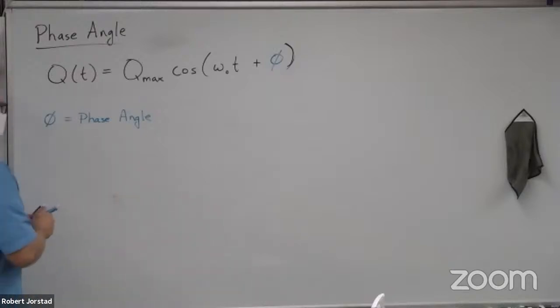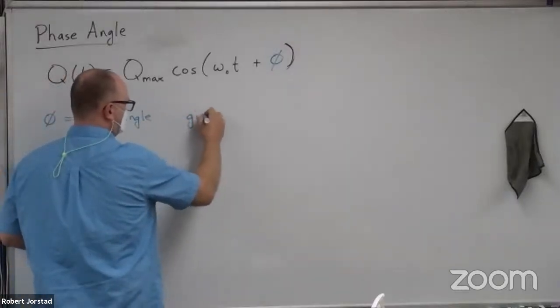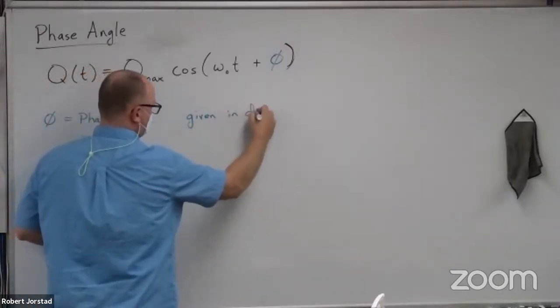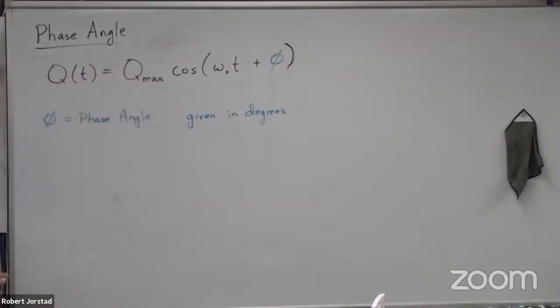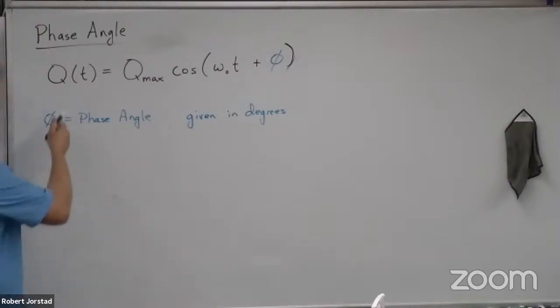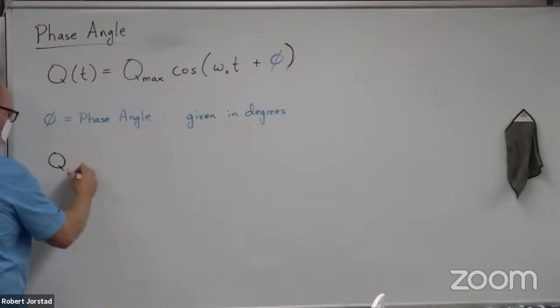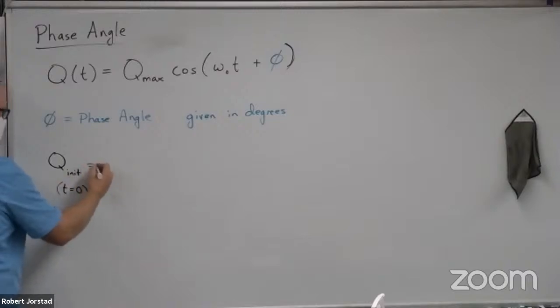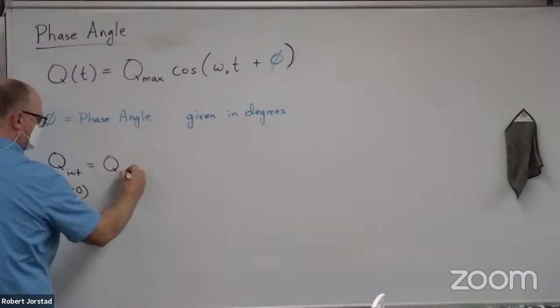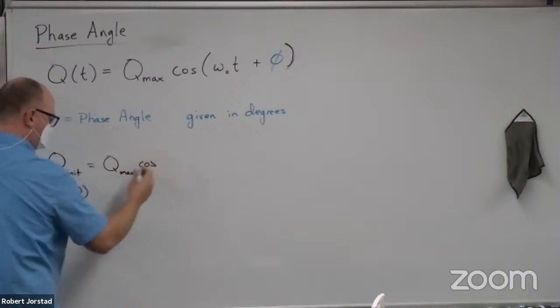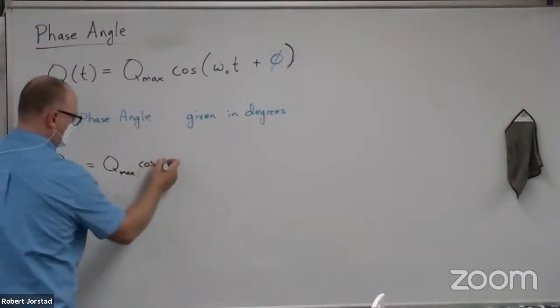Now, typically, most phase angles are given in degrees, and I'll explain why in just a second. But watch this. Q initial, that's t equals 0, right? If I set t equal to 0, what do I get? It's Q max cosine of the phase angle.